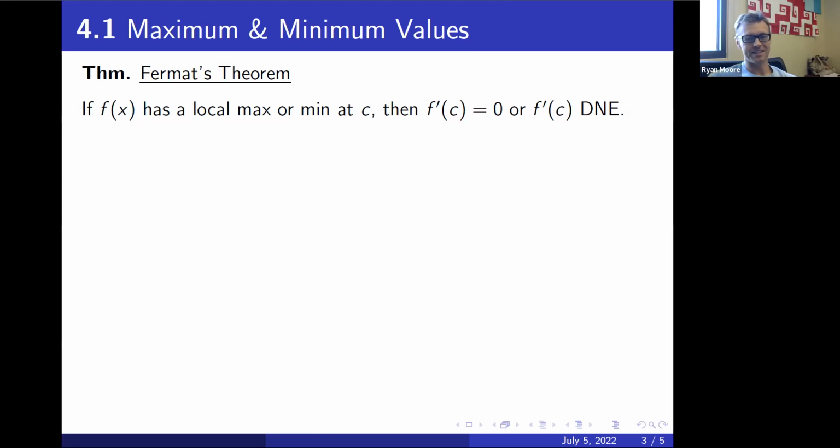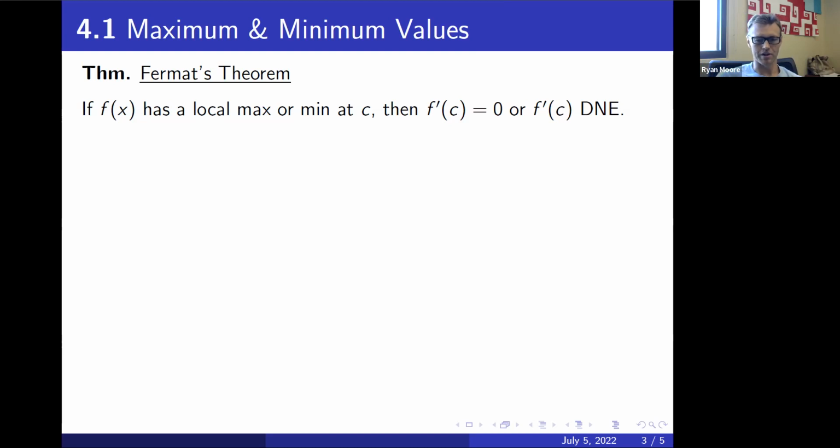If f of x has a local max or min at c, then f prime of c equals 0, or f prime of c does not exist. Okay, so we're saying if there is a local max or a local min, then either the derivative will be 0 there, or the derivative will not exist there.